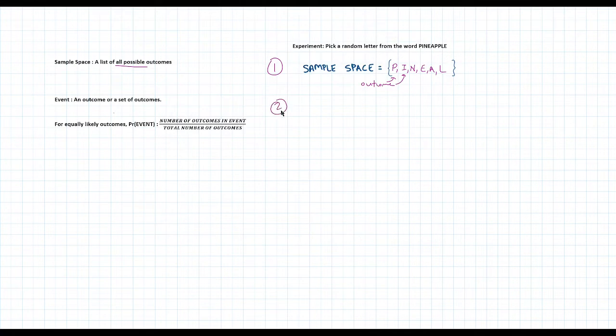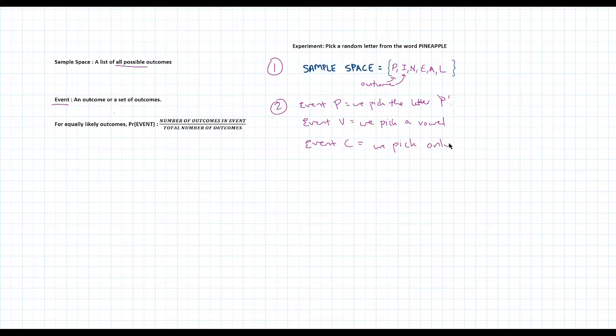Now, the second thing we want to learn about is what is an event. And an event is an outcome or a set of outcomes. So for example, we can have an event, say P, where we pick the letter P. Or we could have another event and name it V, meaning that we pick a vowel. Or we can have another event where we say C to mean that we pick only consonants.